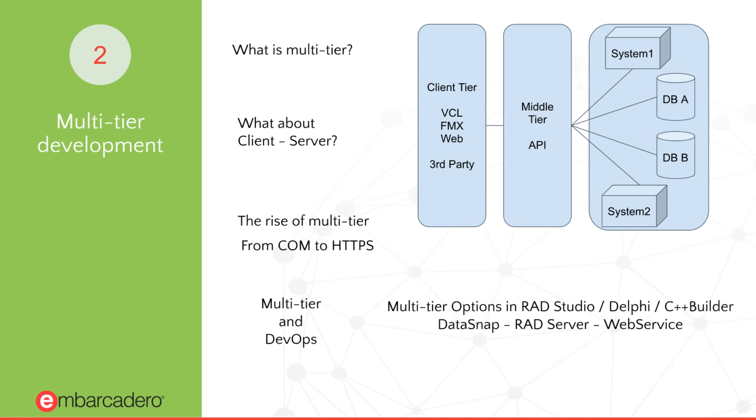Now, middle tiers are great for being able to combine multiple different systems and databases together into a single layer, which can then be accessed by the client. That gives you a single sign-on and the ability to then do a lot of the business processing and business logic within this tier here, hiding away the complexities of the back end from the client development.